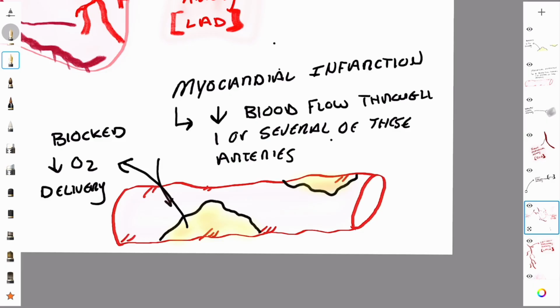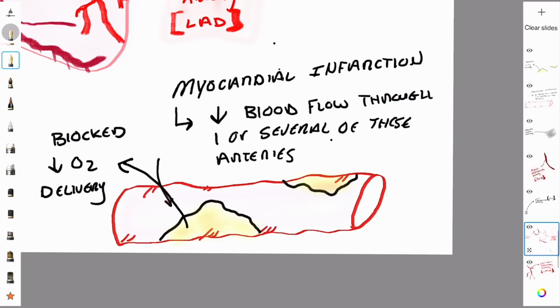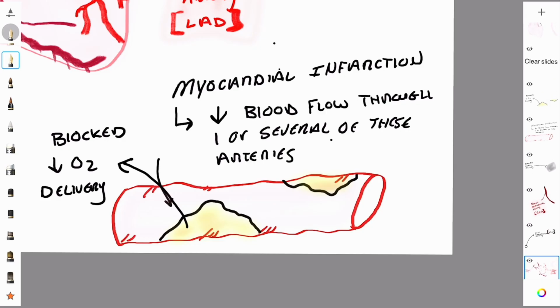And what these blockages are going to do is reduce blood flow, increase blood pressure, reduce the delivery of oxygen, reduce the delivery of substrates, and reduce the removal of waste from the cardiomyocytes. Because they are metabolizing substrates, there's going to be CO2 and other waste products that need to be taken away, and these blockages are going to cause problems.